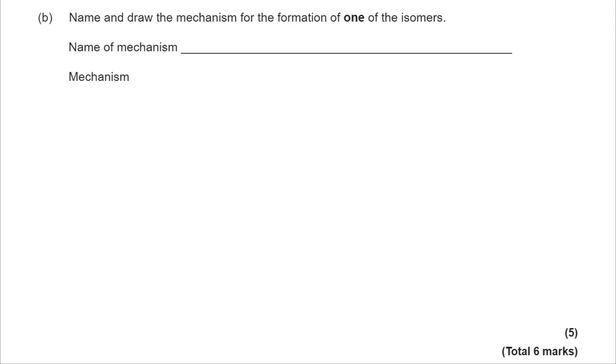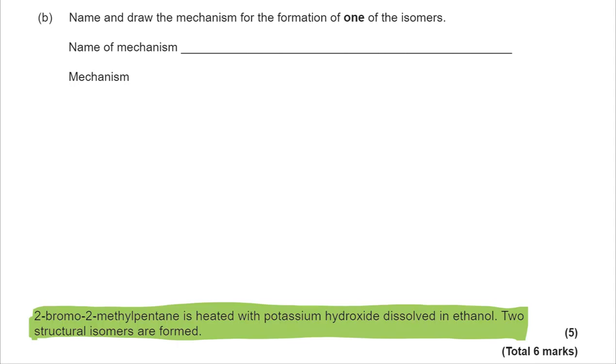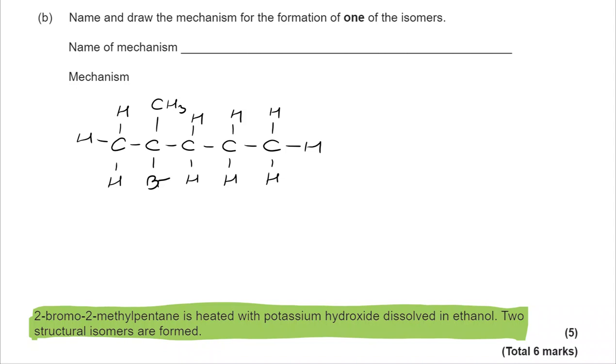If we then go on to part B, name and draw the mechanism for the formation of one of the isomers. So some information down at the bottom. The 2-bromo-2-methylpentane is heated with KOH dissolved in ethanol. 2 structural isomers are formed. The fact that it's dissolved in ethanol and it's heated is directing you to the idea that this is an elimination reaction.